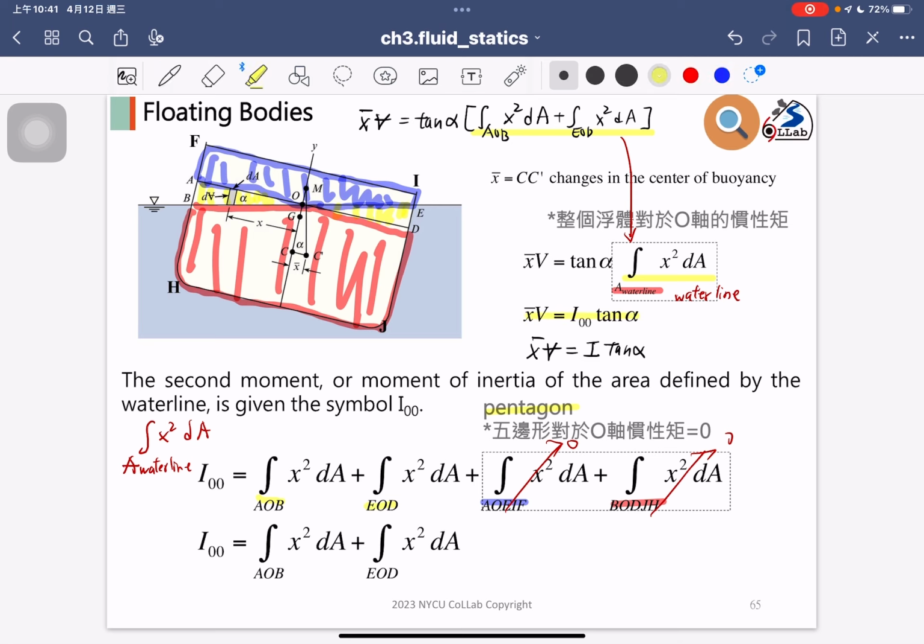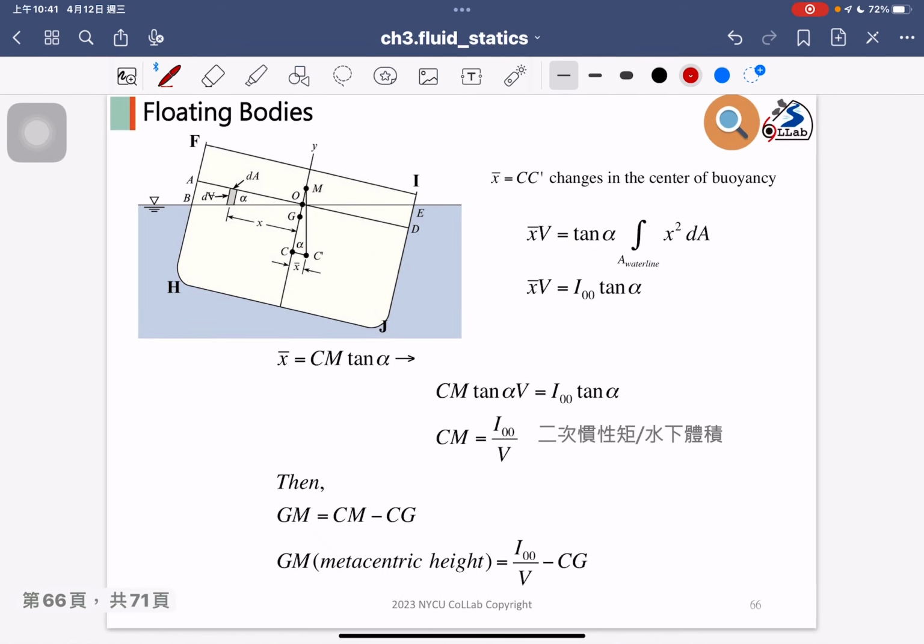Okay. So right now I want to deal with the left hand side: x bar multiplied by the total displaced volume. So the key question is, what is the x bar? What is the x bar? So you can see there is the x bar, right?